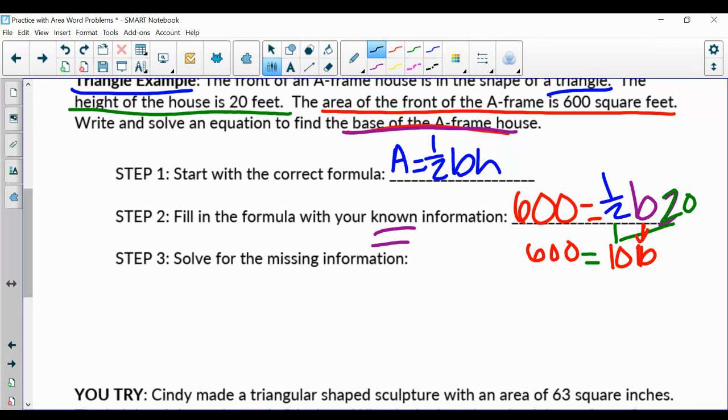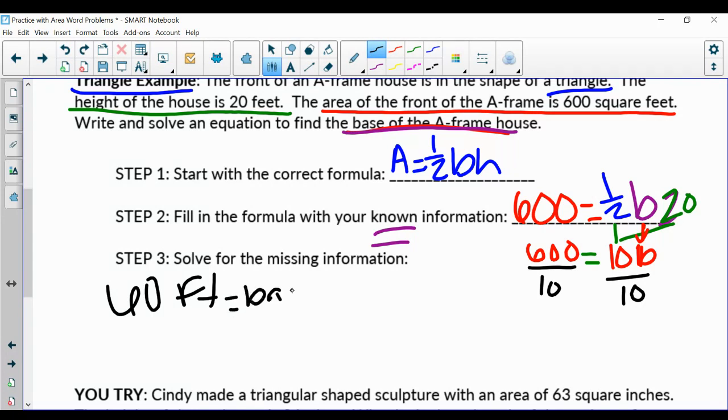So then you know, okay, 10 times B, what's the opposite of multiplying by 10? Well, that's dividing by 10. So divide both sides by 10 and you get an answer of 60. So 60 feet is going to be our base. Okay, so that's option number 1.